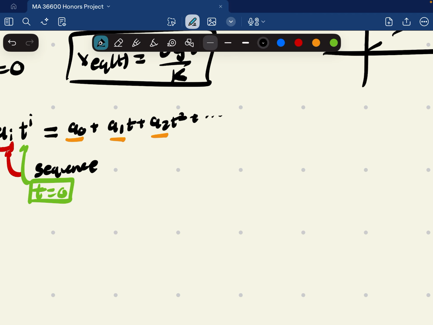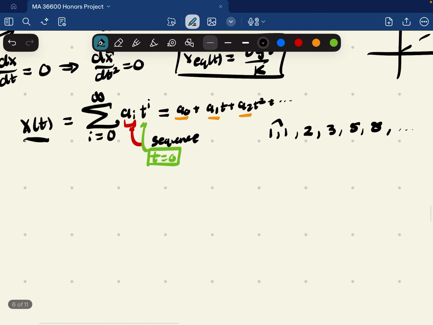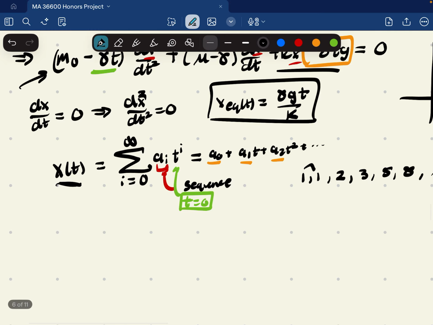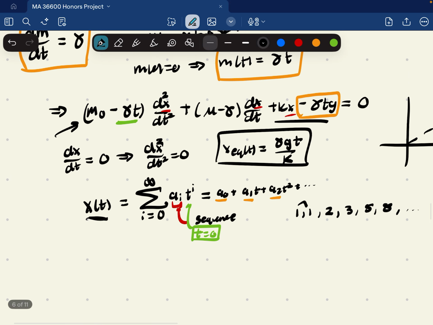And you might have seen sequences before, say like the Fibonacci sequence: 1, 1, and then I add them to get 2, right? And then 2 plus 1 is 3, 3 plus 2 is 5, 5 plus 3 is 8. This is a sequence that's defined in terms of the two terms before the current one. So if I can find some sort of recurrence relation, then I can be kind of satisfied with my solution here for x.